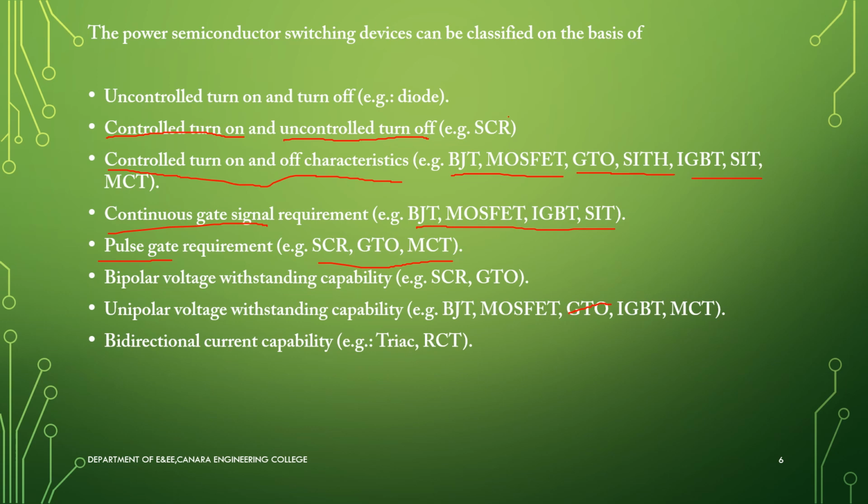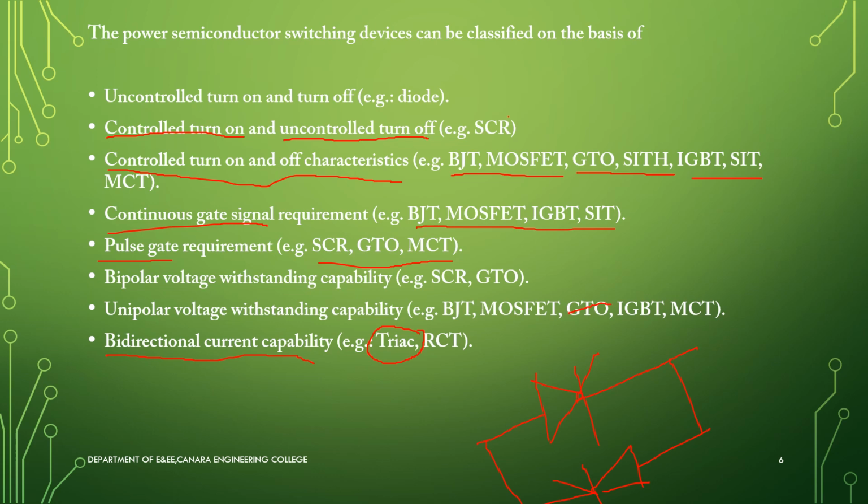Next is bidirectional current capability. Bidirectional current capability means, suppose you take an example of this triac. Triac is tri-electrode AC semiconductor switch. It is nothing but two thyristors. Say this is your thyristor, okay? This is one thyristor. You will have one more thyristor which is connected in anti-parallel like this. This is the triac. Clear?